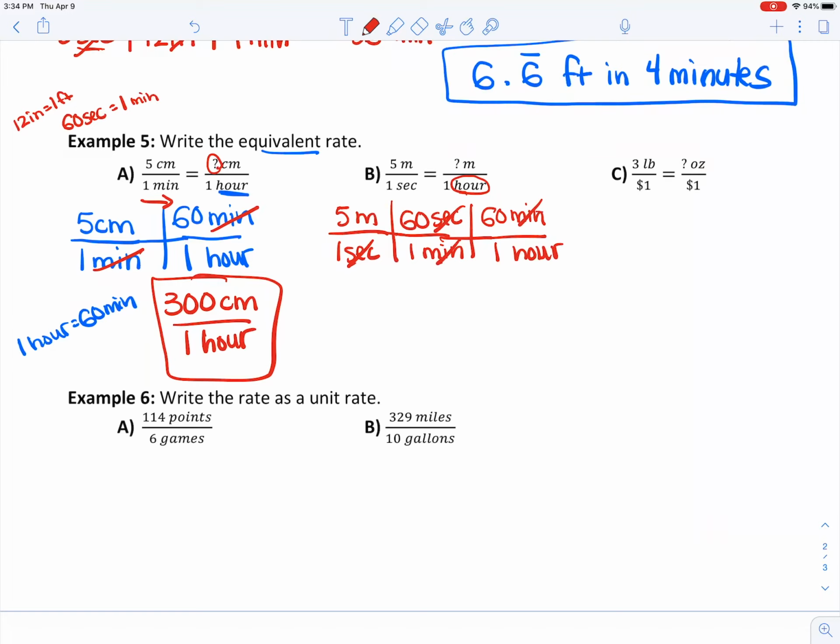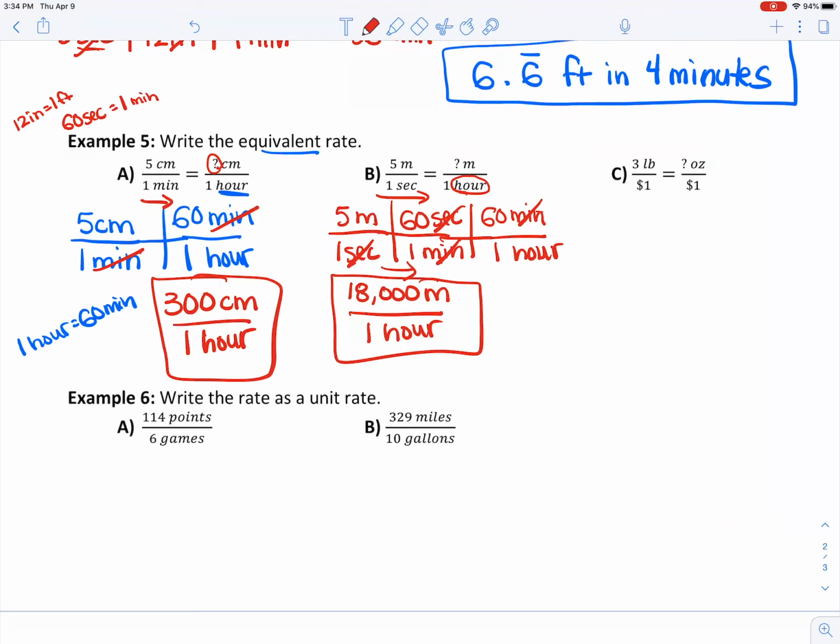My minutes will cancel. All right, we have our minutes left on top as our unit and our hours left on bottom, so we're good to go. We can now multiply going across. 5 times 60 times 60 is 18,000, and my unit is meters, over 1 times 1 times 1 is 1 hour. So that is my answer.